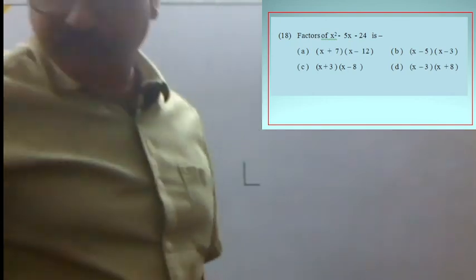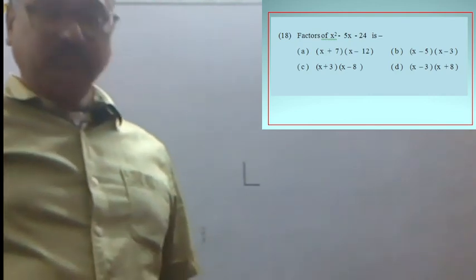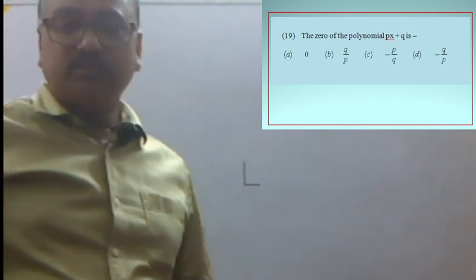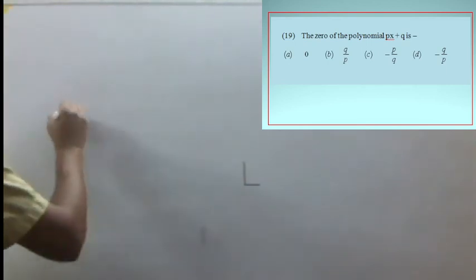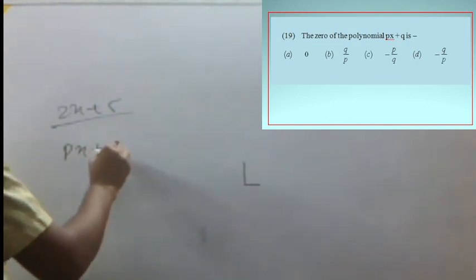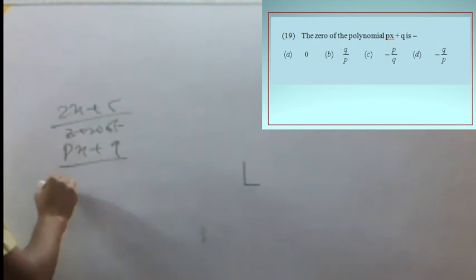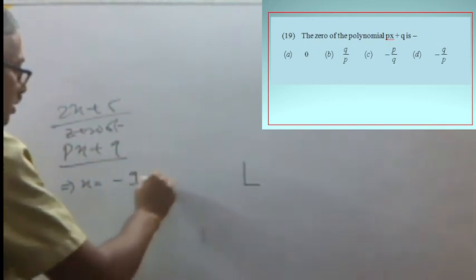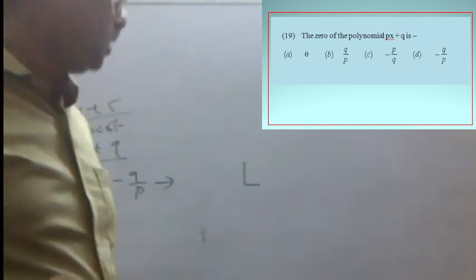Now next question. The zero of px plus q. We already discussed one question like this, 2x plus 5. Here it is given px plus q, the zero of this. The zero of this is x equal to minus q by p. So option D is the correct option.